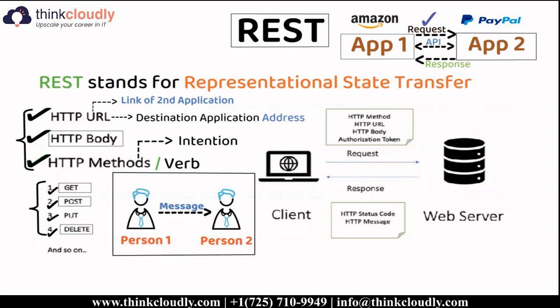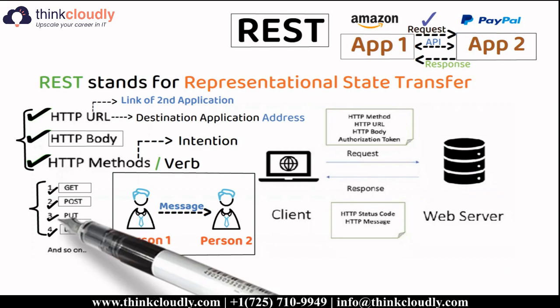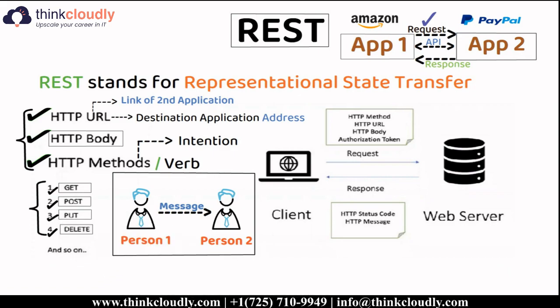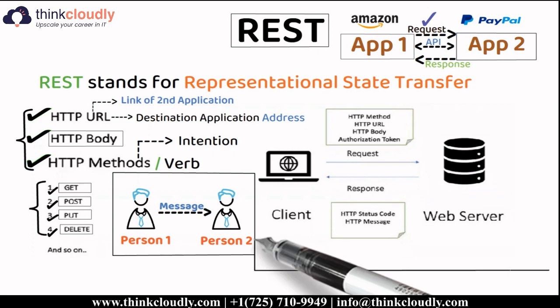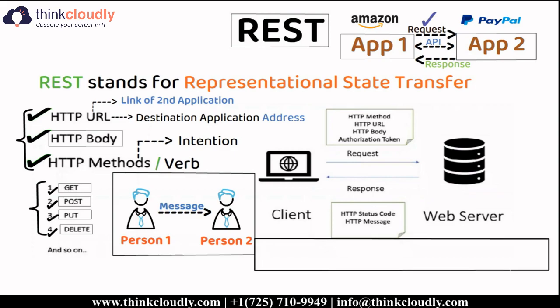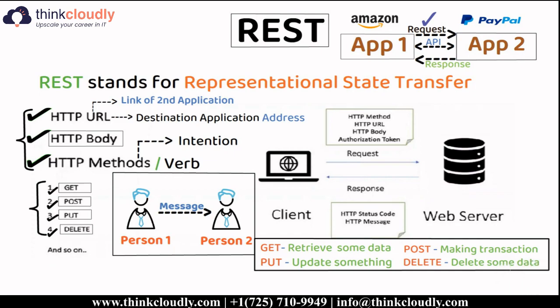Get. Get is used, let's say, if application 1 is trying to get some information from application 2. So you will choose the keyword get. And put, let's say that you would like to update something. Let's say there are some entries. Let's say you would like to reschedule your flight tickets. So you are trying to update the timing or date and time. So you are trying to update something. So get is to retrieve some data. Post is for making transactions. Put is used for updating something. And delete is used to delete some data on application 2.